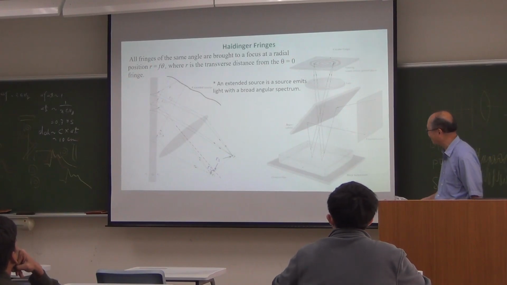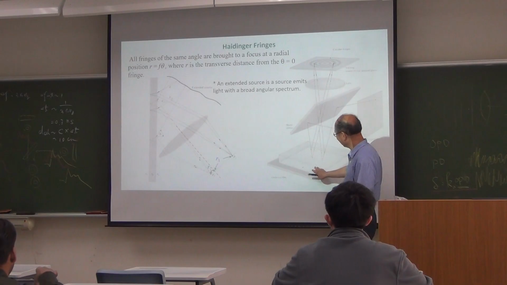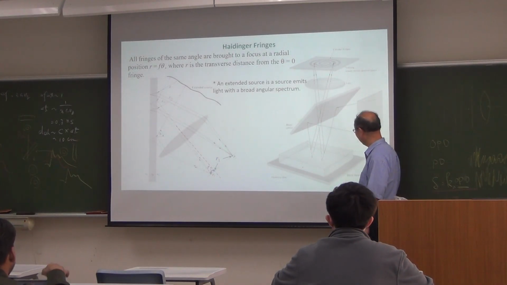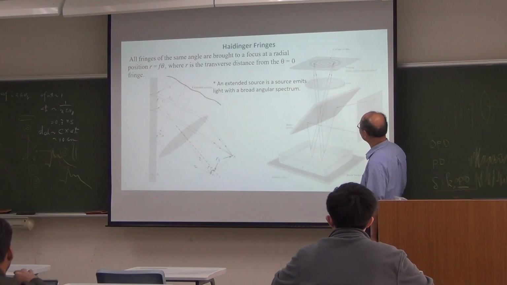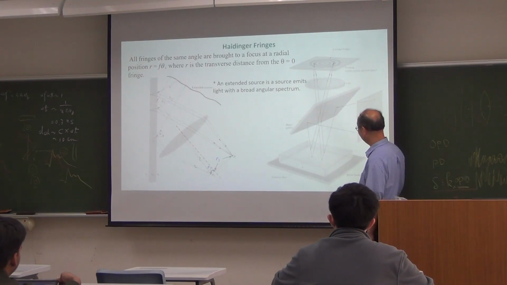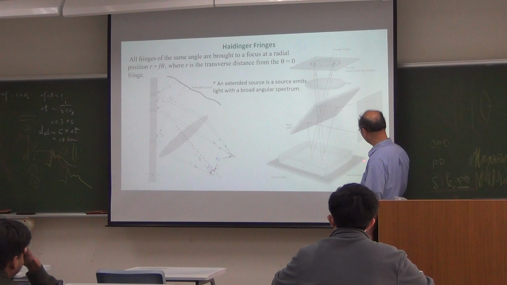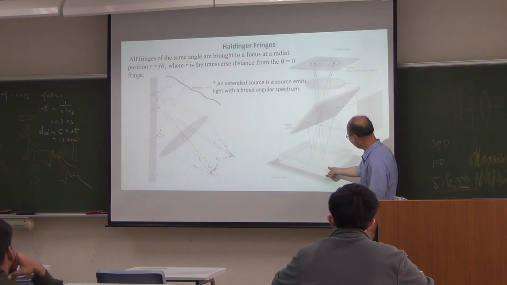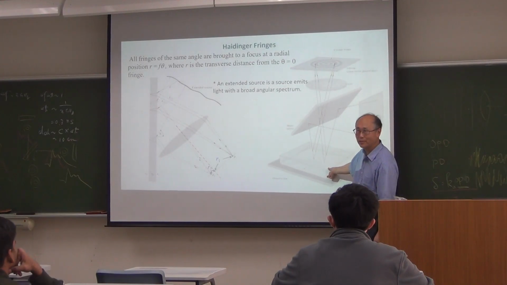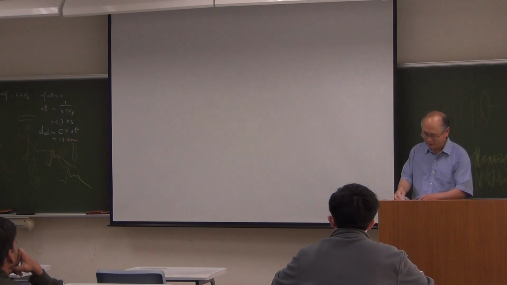If I have a piece of glass, for example, against some dark background, then you can have the reflection from these two surfaces.